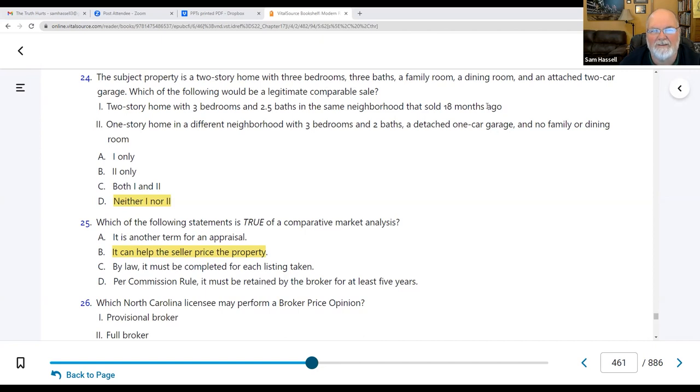We're trying to find 6 months or closer. All right, plus it's only got two and a half baths. And a one-story home, I would throw it out for that reason, in a different neighborhood with three bedrooms and two baths. Well, it doesn't have three baths. A detached one-car garage. We have an attached one. This is completely different. So neither one nor two I would use. I would use neither one. One for age and one for just complete difference.